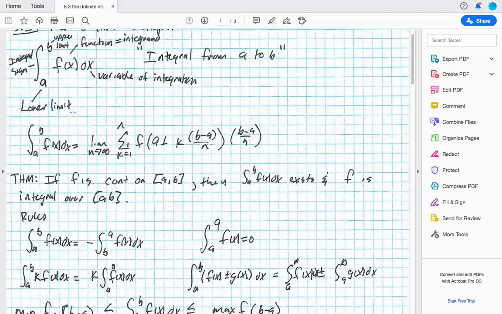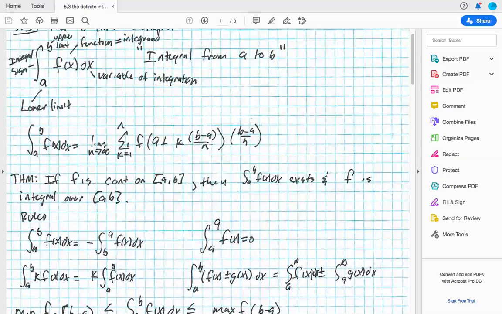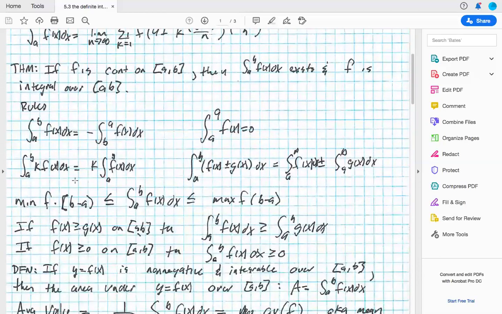Now, because this is a limit, the definite integral is defined to be a limit and a sum, which are both linear operators, and they respect addition, subtraction, constants, etc. The same rules apply that do with limit laws and sum laws. So this k times a function, the k can be pulled through. This is what this rule is saying. The integral from a to b of f of x plus g of x is the integral of f of x plus the integral of g of x. The integral of f of x minus g of x is the integral of f of x minus the integral of g of x. That's it.